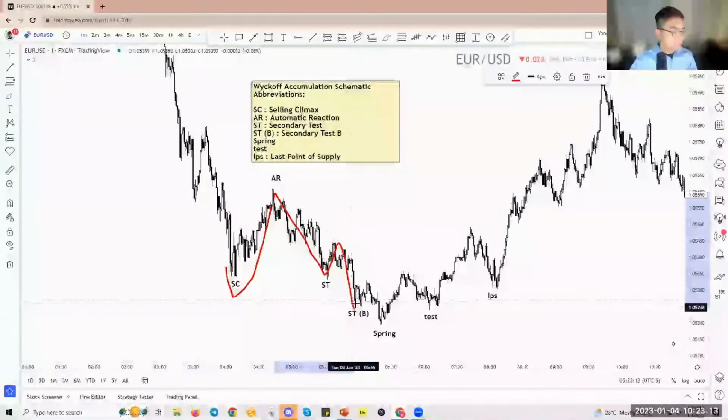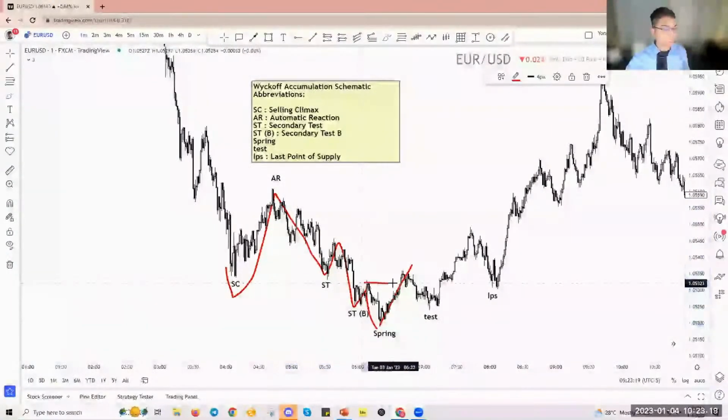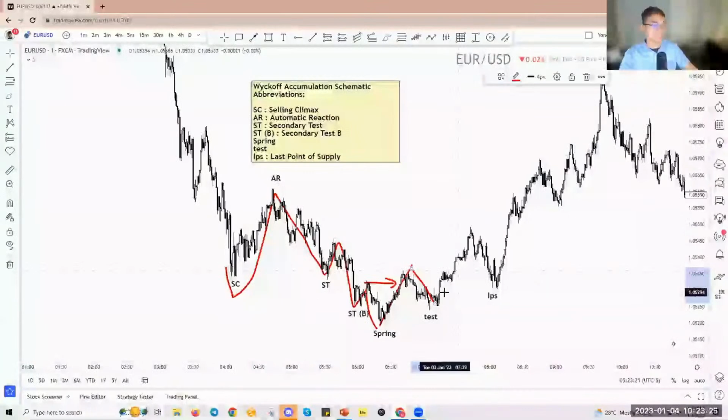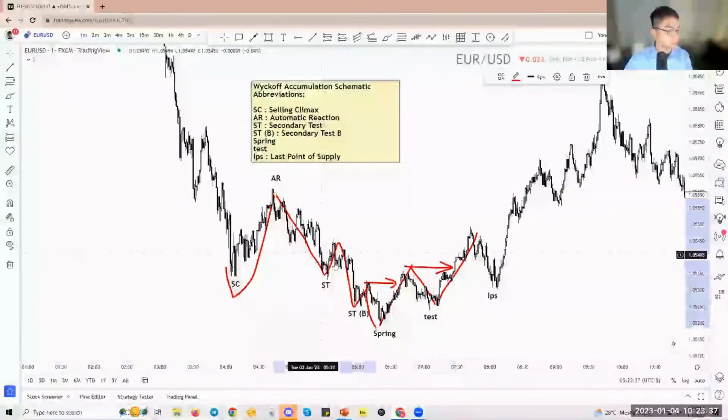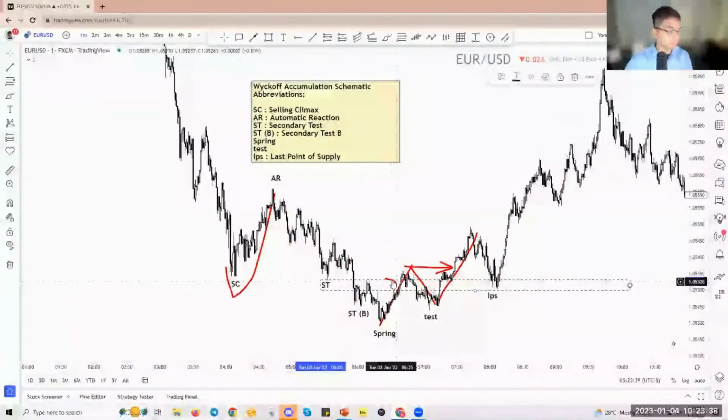Secondary test, STB, spring. What happens? The spring breaks the secondary test B, comes back down for the test. We do not know how low the test will be going. Next, price goes up, breaking the test, and then that is our entry. So normally a best way, a possible way that we can enter, let me just draw it out.